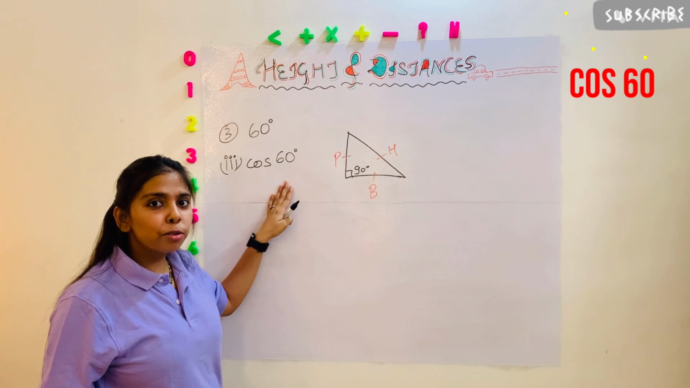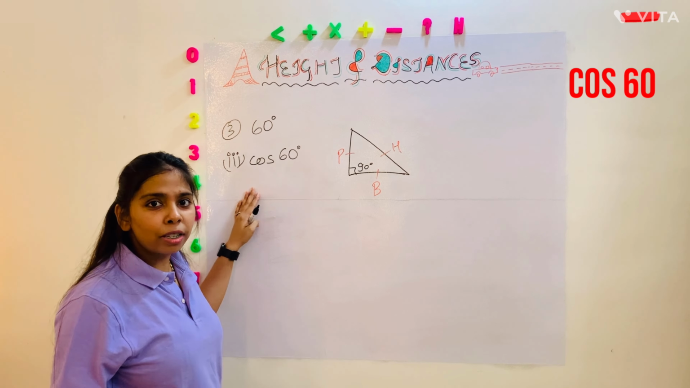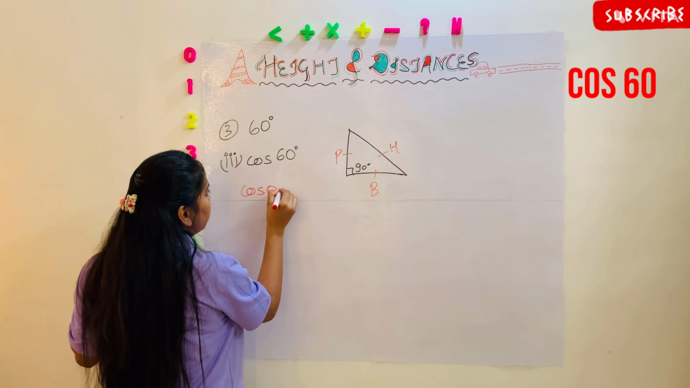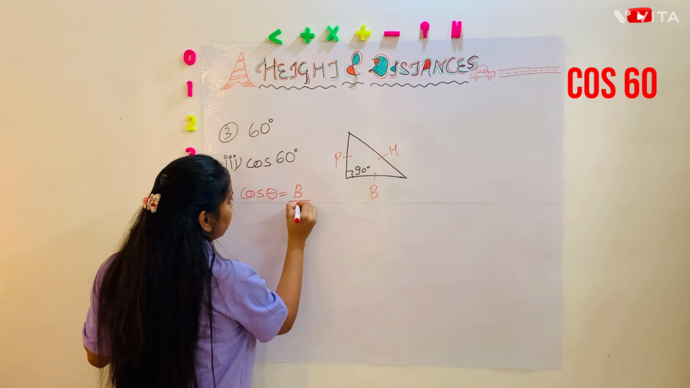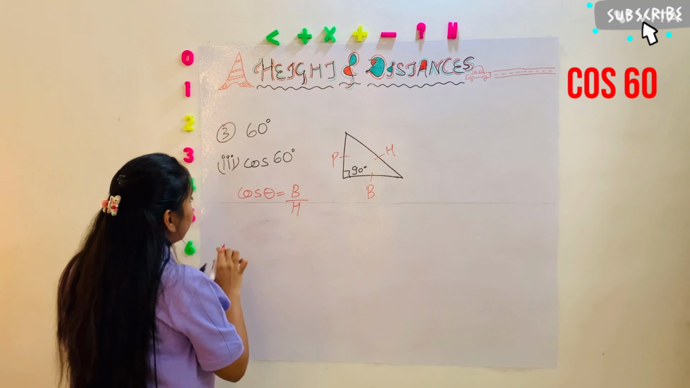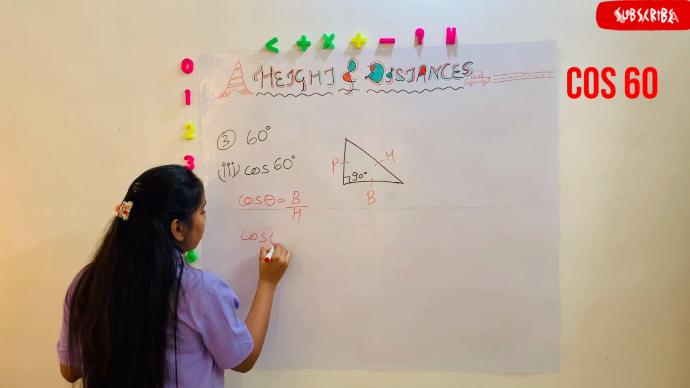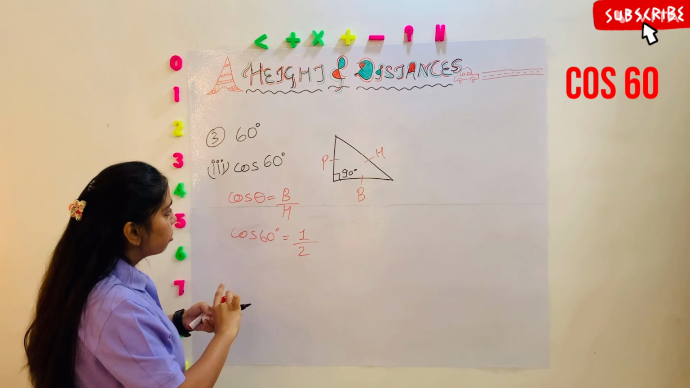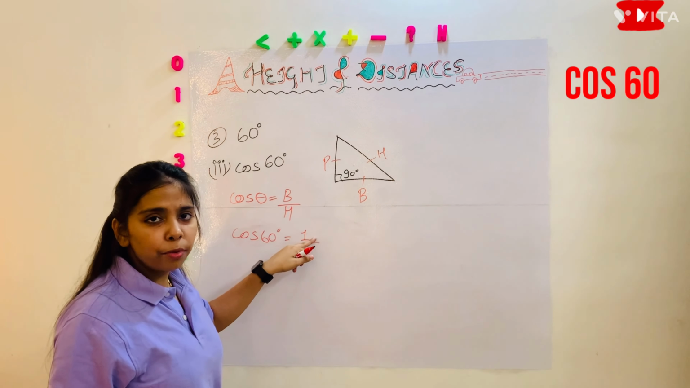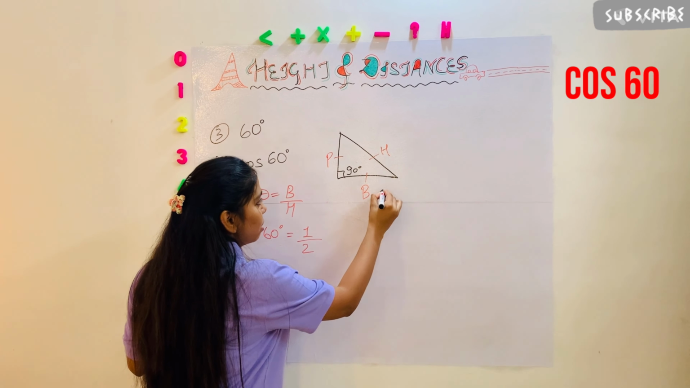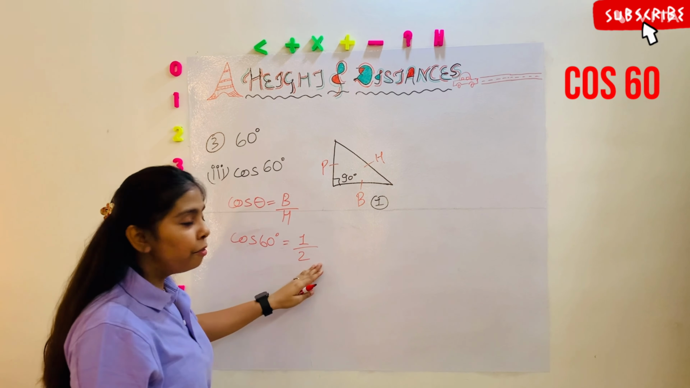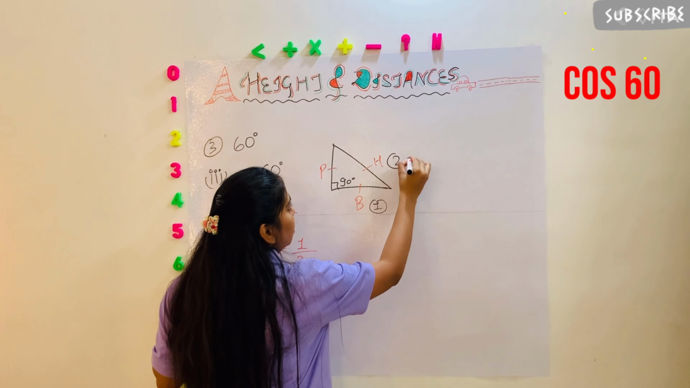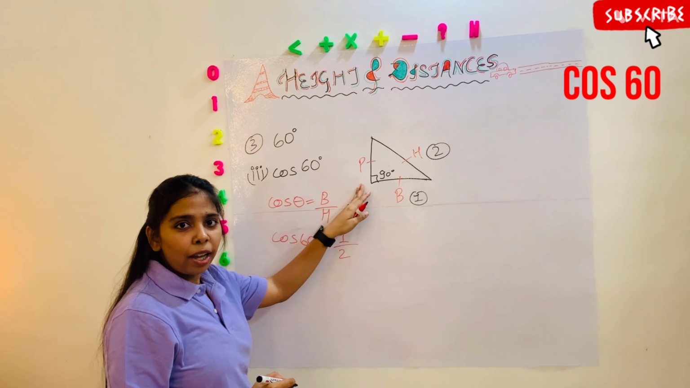So the third one is cos 60 degree. And the value of cos theta is equal to base by hypotenuse. And the value of cos 60 degree is equal to 1 by 2. So here the value of base is equal to 1, and the value of hypotenuse is equal to 2. And we have to find out the value of perpendicular.